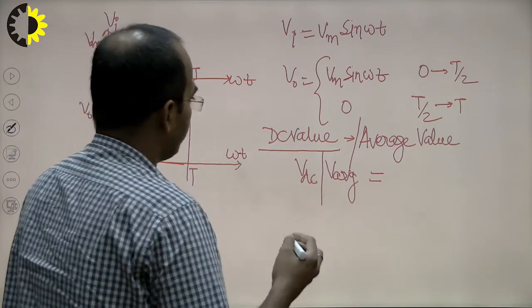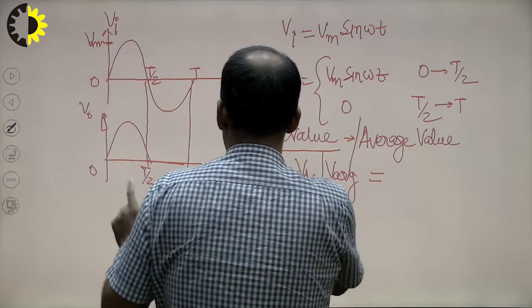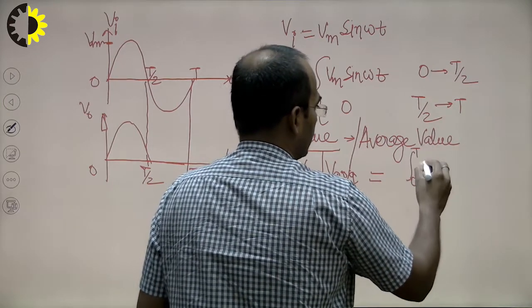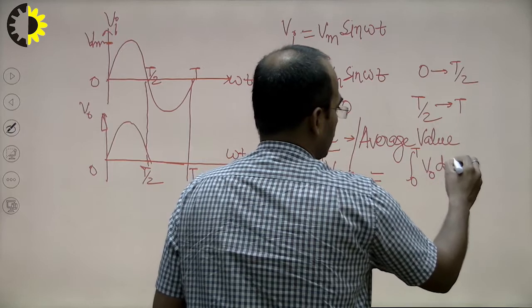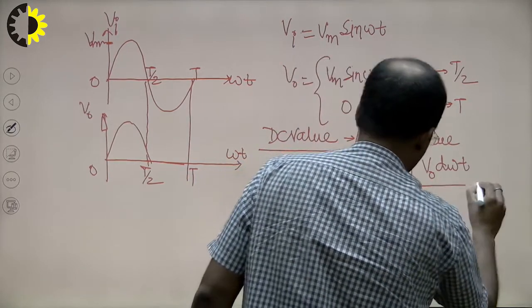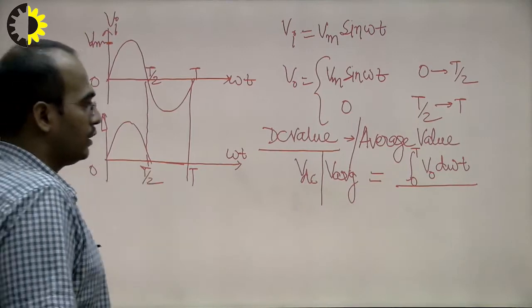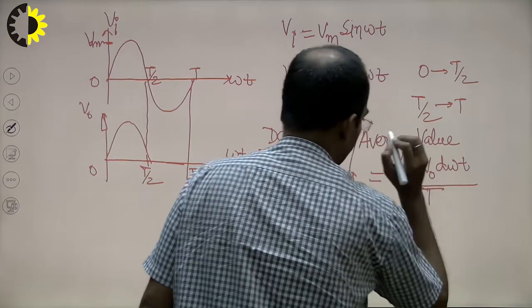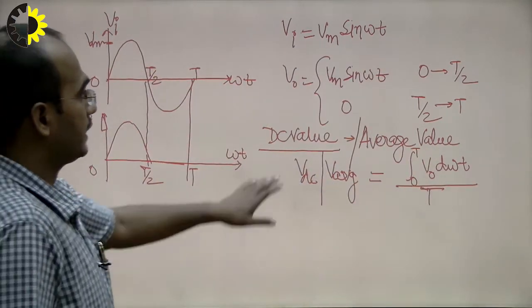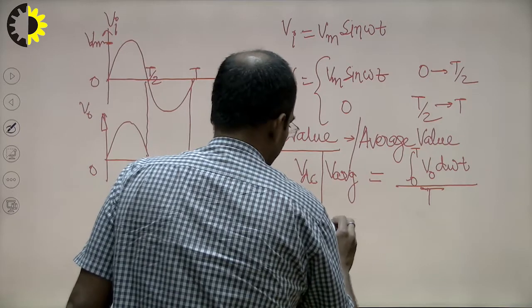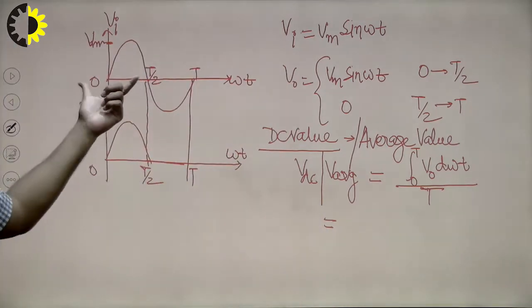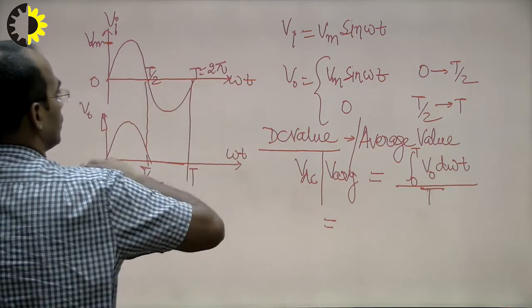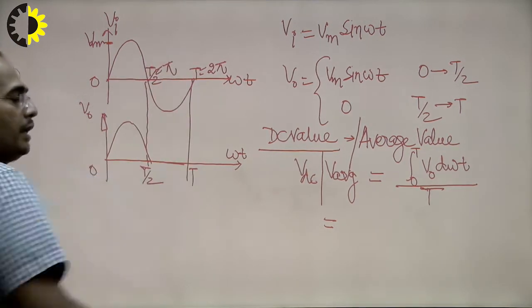So what will be the DC value of the half wave rectifier? I have to find the area under the curve. The area under the curve for one time period is the integral from 0 to T of V naught d omega t, divided by the base. Base is nothing but the time period, so I am writing here divided by T. Now it is clear from this equation that the period of this waveform is 2 pi. So what will be the value of T by 2? T by 2 is nothing but pi.